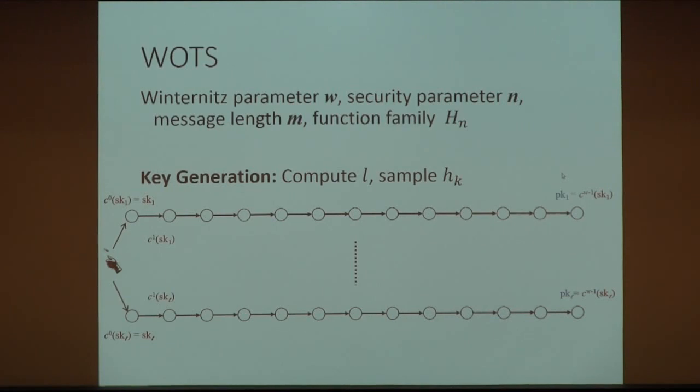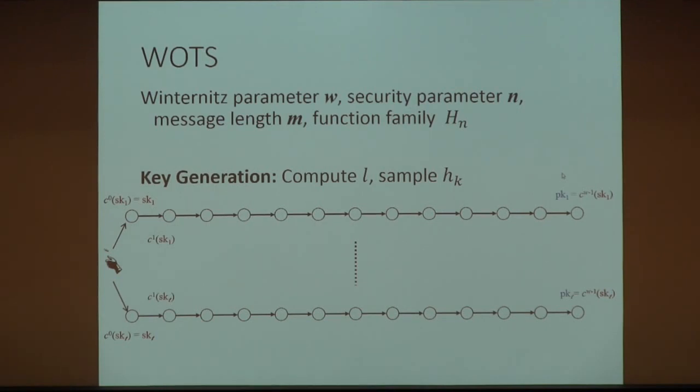versus signature time trade-off. We've got a security parameter n that determines the size of the secret key elements and the output length of the hash function family. And we've got a message length m, which will normally be the length of a message digest. So we will normally first compress the message using some hash function and then sign this message hash. Okay.